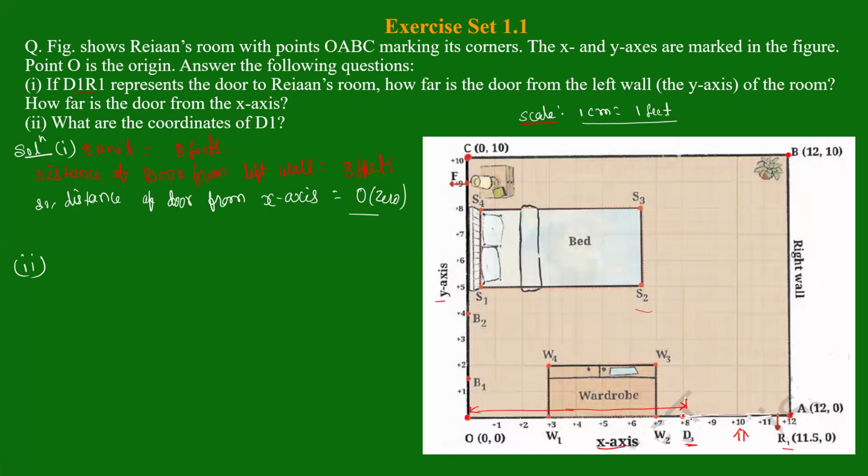So this is the door here, that is the D1 point. On the x-axis it is 8. On the y-axis what is it? 0, since it is going to lie on the x-axis only. So finally, the coordinates of D1 are 8, 0. Like this we have to write. So on the x-axis y is 0. And finally D1 is located at +8 on the x-axis.